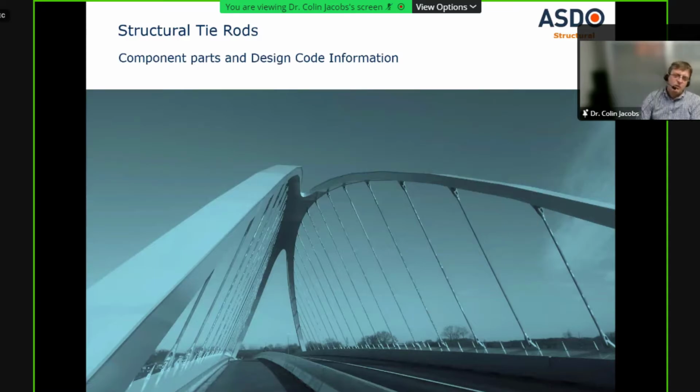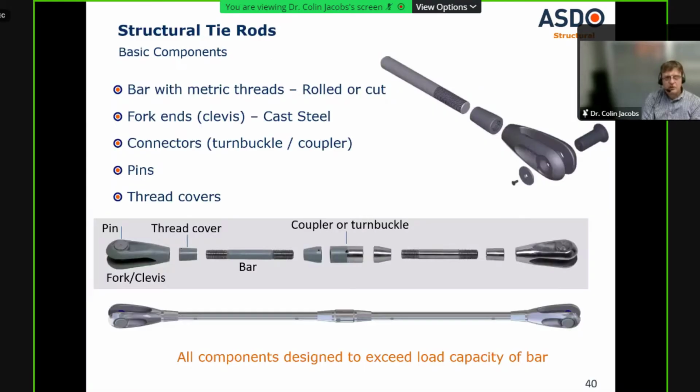So talking now a bit more about the technical aspects of tie rods. So just looking at the component parts, all very simple. I'm sure you're well aware of this, but simply put, we have a bar with threads on the end. We have the clevis, we have the pin, which attaches to the structure. Often a thread cover is supplied, which has two parts. It makes a nice seamless transition between the fork and the bar, but also provides protection to the thread.